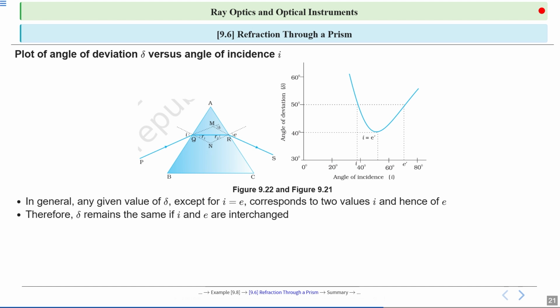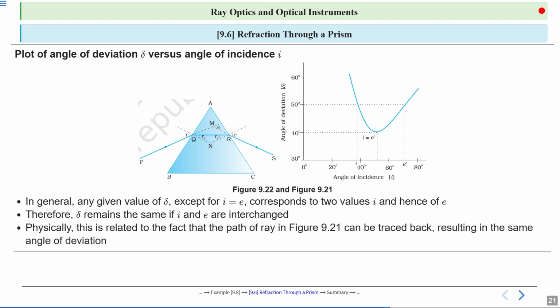Interestingly, the angle of deviation remains unchanged if we swap the angle of incidence and the angle of emergence. This symmetry is a key characteristic of light refraction through a prism and highlights the predictable nature of light paths. Physically, this symmetry is due to the reversible nature of light paths. If you trace the rays backward in figure 9.21, you will find that the angle of deviation remains the same. This concept is fundamental in understanding how a prism can be used to manipulate light in optical instruments.